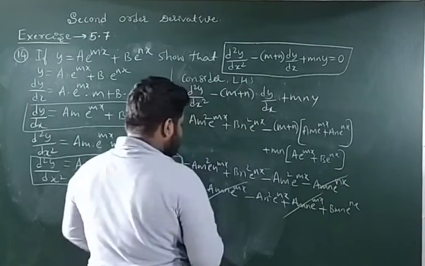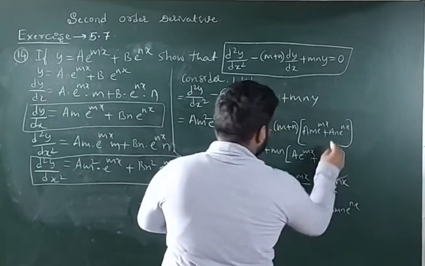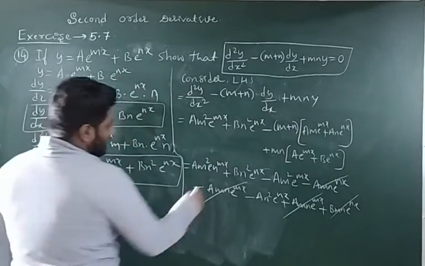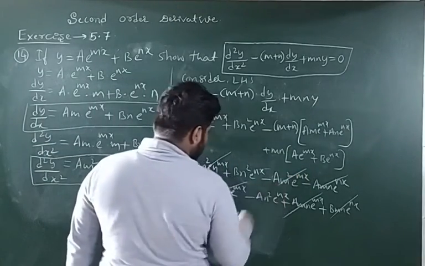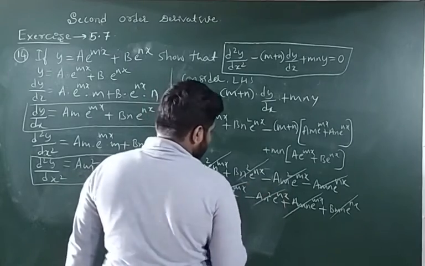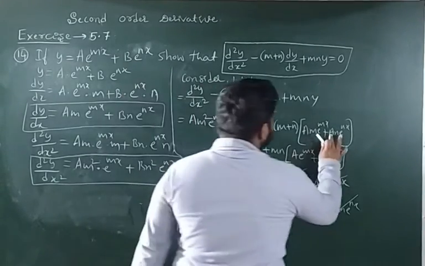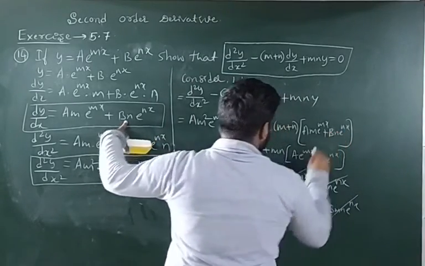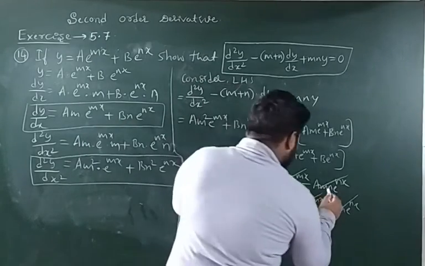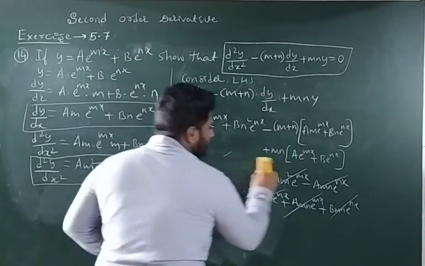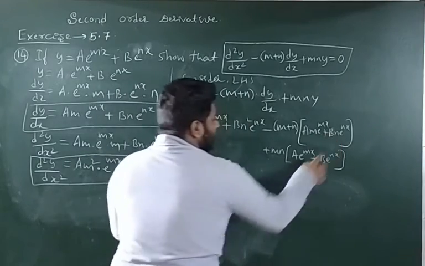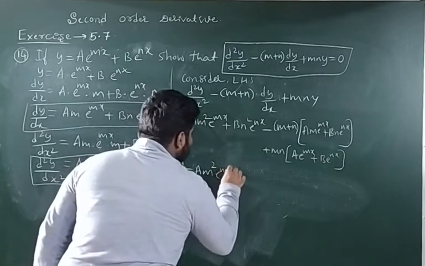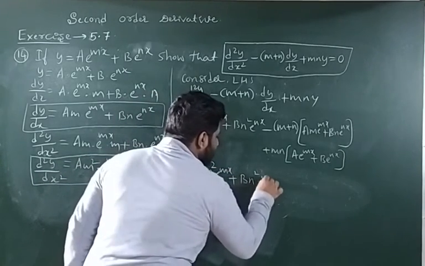Carefully see here: minus amn plus amn cancel. So this is bmn e raised to nx. So am square and am square cancel. So what is left here? bn square minus bn square, whatever the n terms are there, we are getting b. Sorry for that, here it is a and b. So what we are getting finally? a into m square e raised to mx plus b into n square e raised to nx.